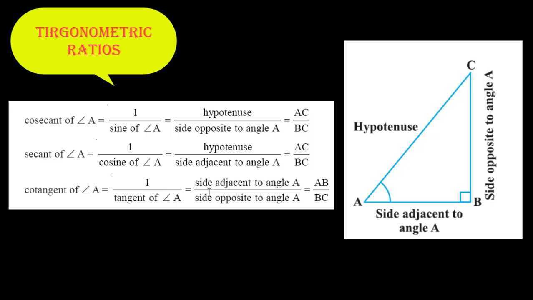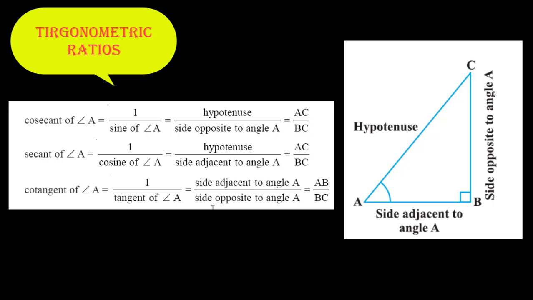Secant of angle A is 1 upon cosine of angle A, again the inverse of cosine. If you invert the value of cosine of angle A, you will get secant of angle A. That is AC upon AB, so we can say hypotenuse upon base. Cotangent of angle A is 1 upon tangent of angle A. By reversing tangent of angle A, we have AB upon BC, that is nothing but base upon perpendicular.